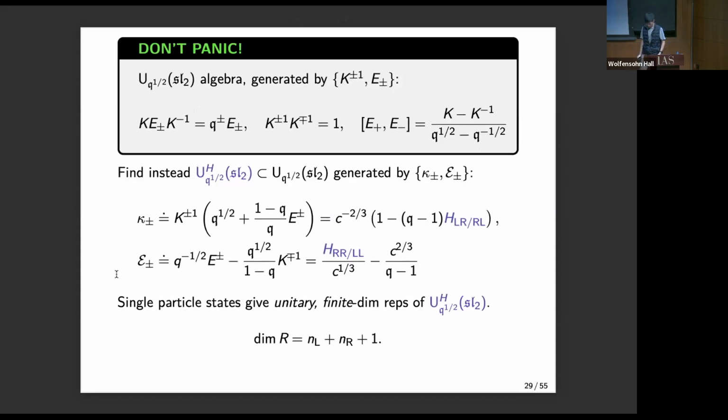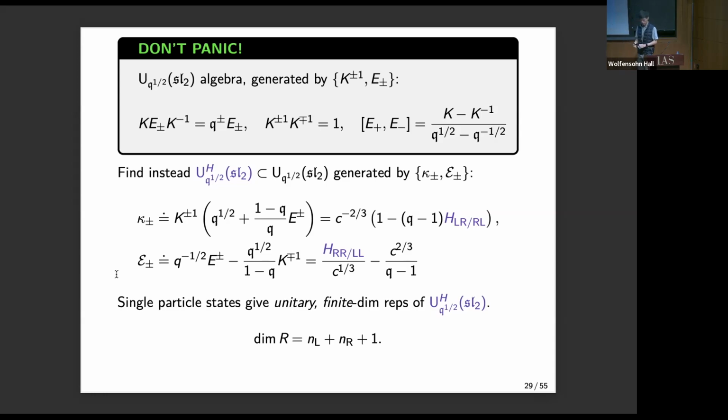Okay, so let me just say that what we can start doing now is looking at the representations of this algebra. In particular, if we look at single particle states, so we had one chord in the wormhole and some number of chords to the left and right, we find unitary finite dimensional representations of the subalgebra. This is a little bit funny because SL2 you think is a non-compact group. It does not have finite dimensional unitary representations, but this is some quantum thing, and you can actually very explicitly calculate and see that there are these finite dimensional representations of these particular objects here.